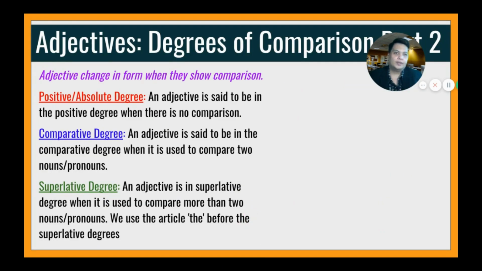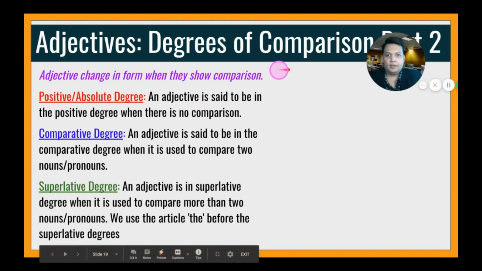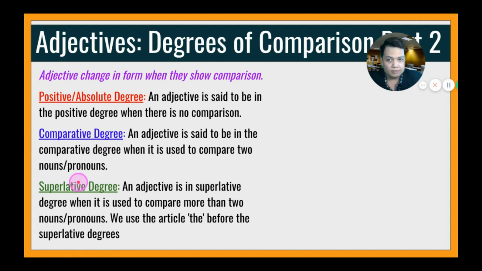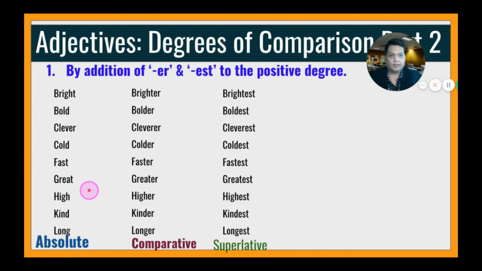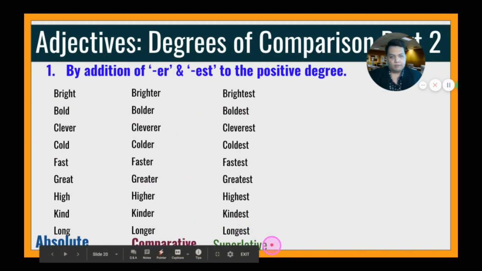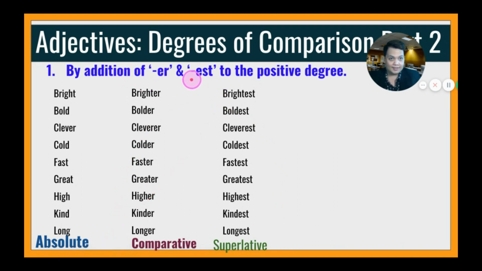The next topic is about adjectives. We all know that adjectives have three degrees: the positive or absolute, the comparative, and the superlative. Now let's move on. How do we form the comparative and superlative of an adjective from its absolute form? We add er or est. That's the basic rule about adjectives.